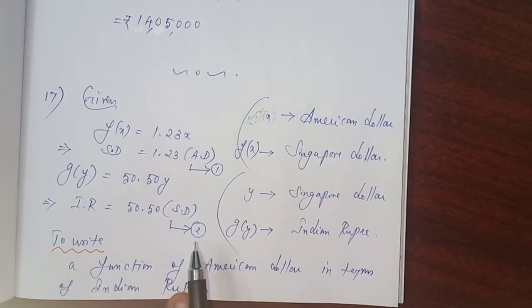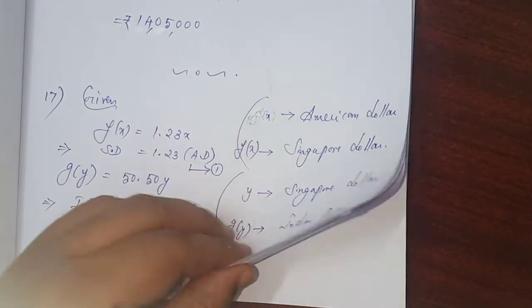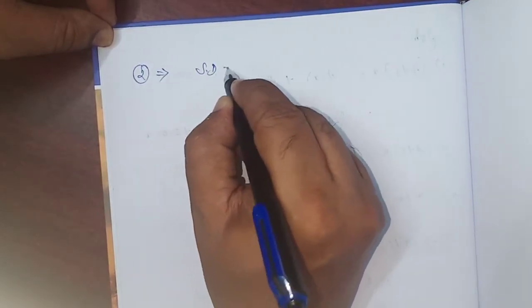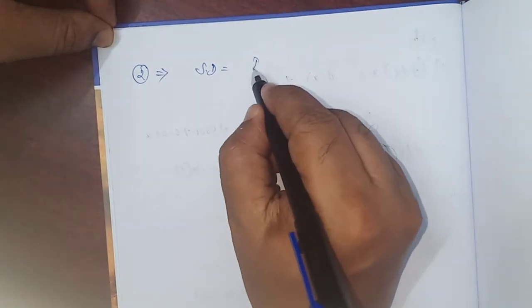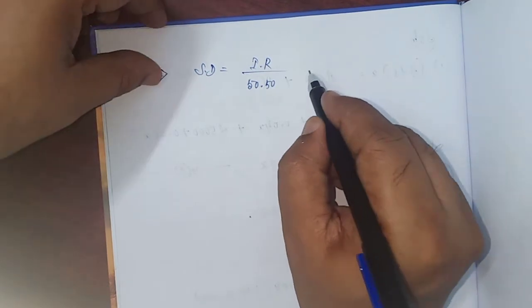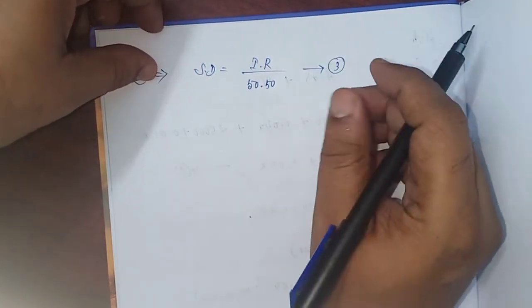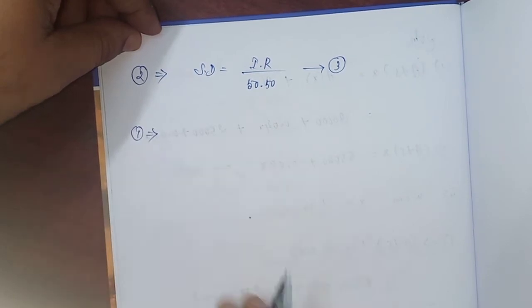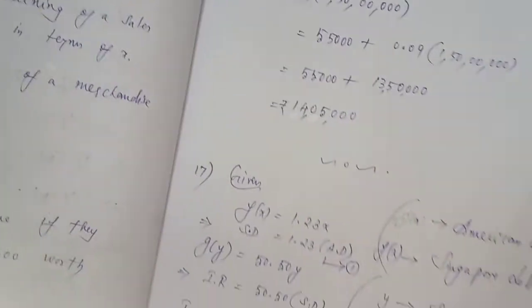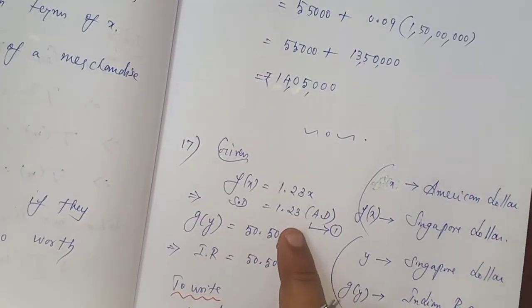From the second equation, I am going to find SD, Singapore dollar. SD is equal to IR divided by 50.50. Let it be number 3. Now in equation number 1 we have SD equal to 1.23 AD.